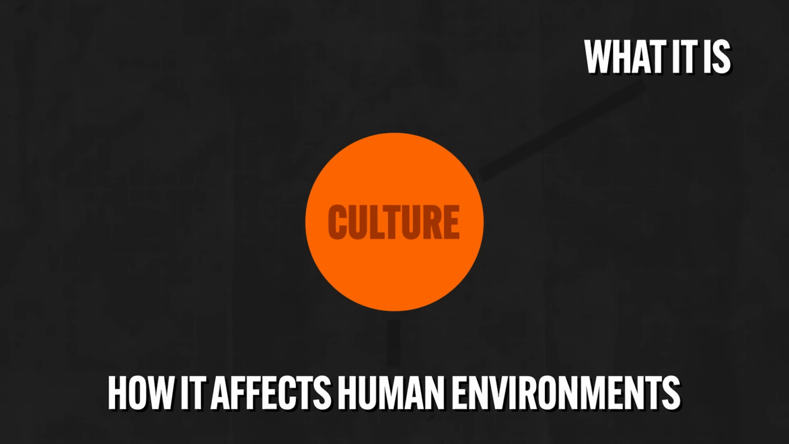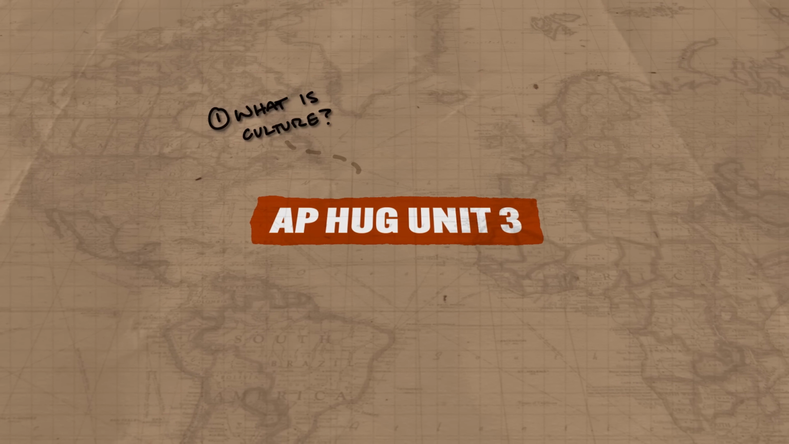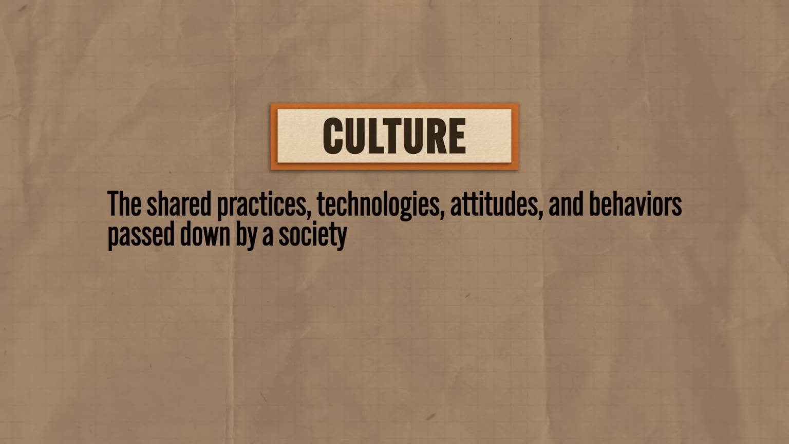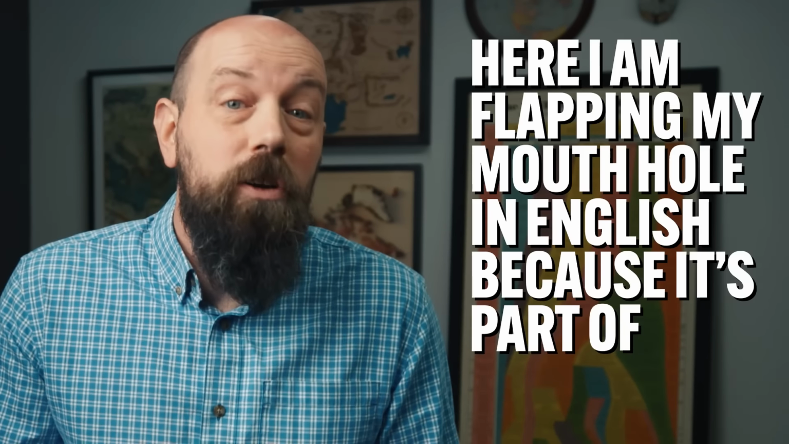Now, this unit is all about culture, what it is, how it affects human environments, and how it spreads. So let's begin in the beginning. What is culture? Now, by definition, culture refers to the shared practices, technologies, attitudes, and behaviors passed down by a society. Now, some of these things are more obvious, like language. Like here I am flapping my mouth hole in English because it's part of my culture. But then other parts of culture are less obvious.